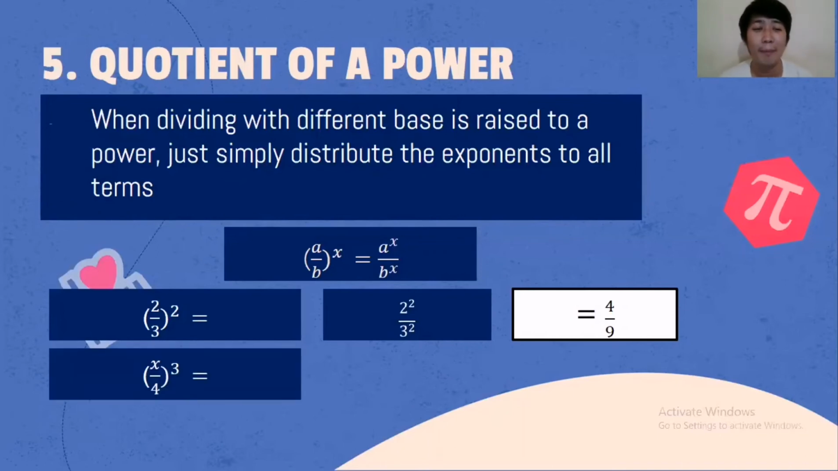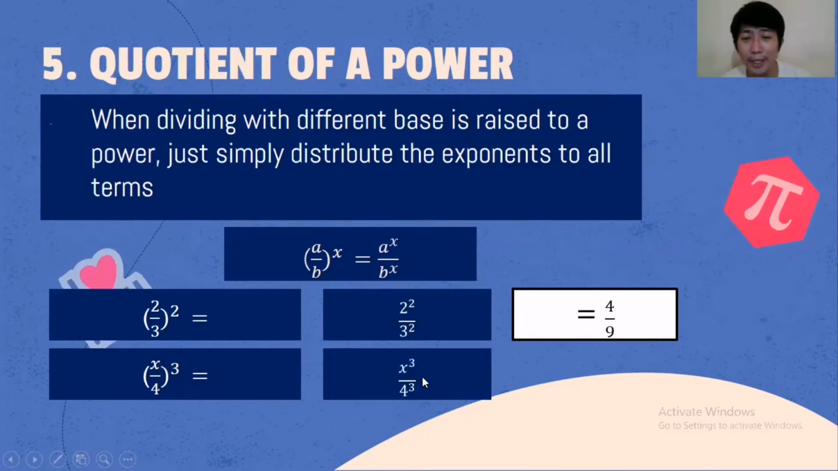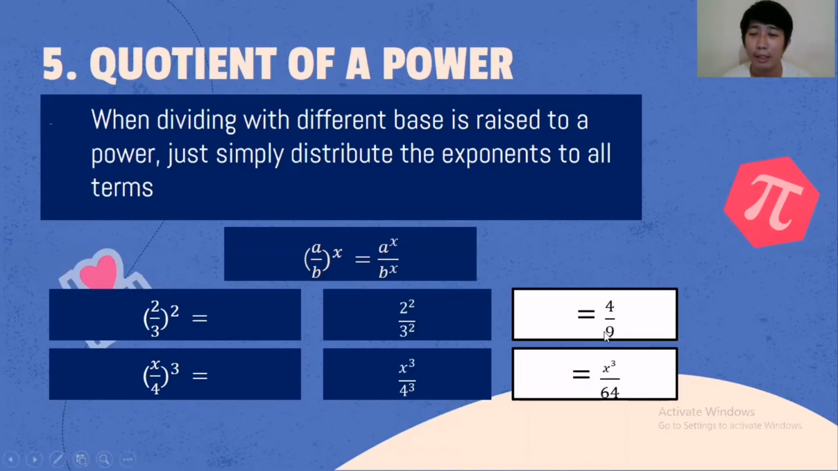Moving on with the next example, the quantity of X over 4 raised to 3. We will be distributing the exponent on both numerator and denominator based on the rule of the quotient of a power. So X raised to 3 over 4 raised to 3. What is 4 raised to 3? That is 4 times 4 times 4, that is 4 times 4, 16. 4 times 16, that is 64. That's why the final answer will be X cubed over 64.